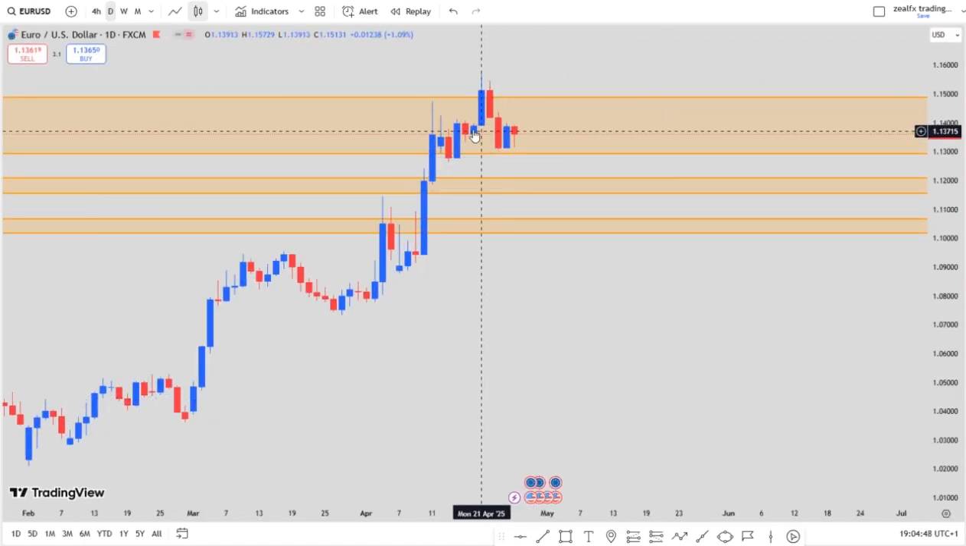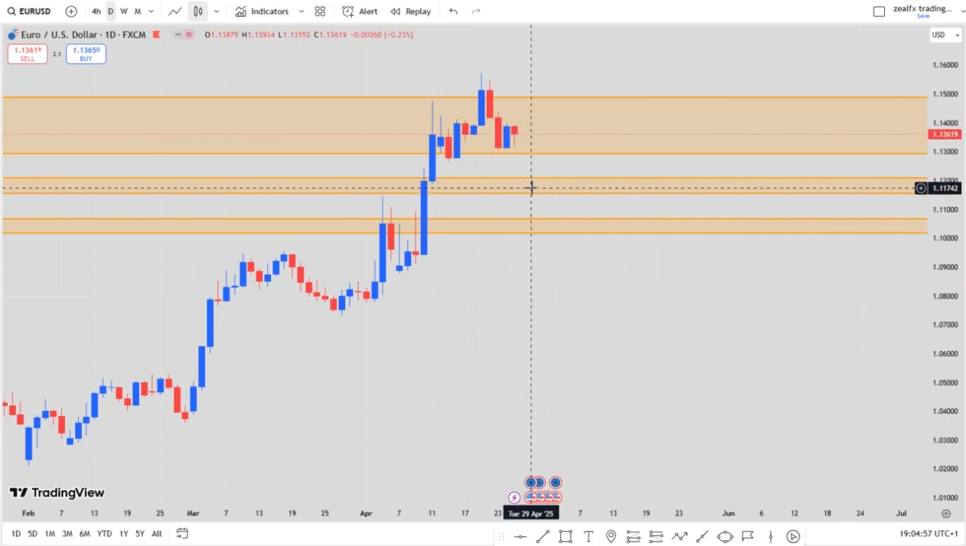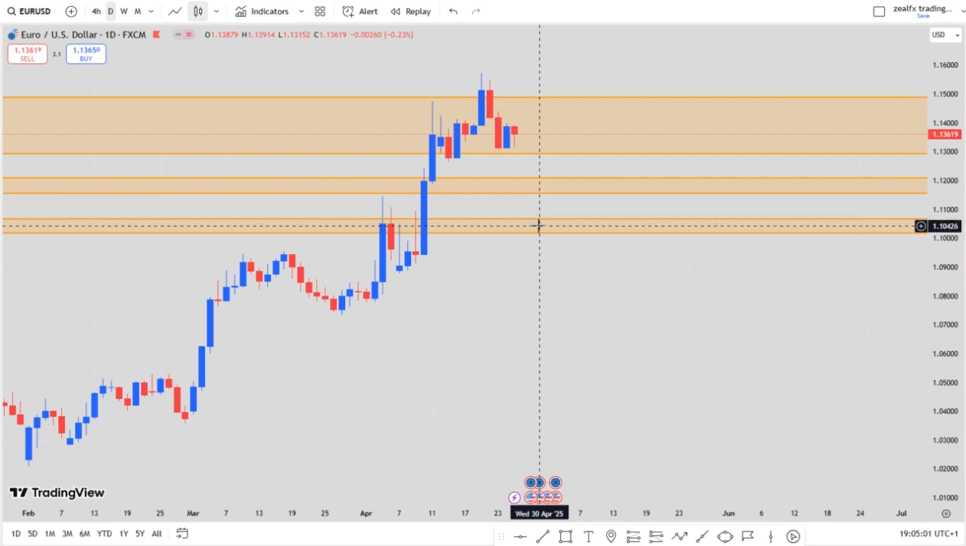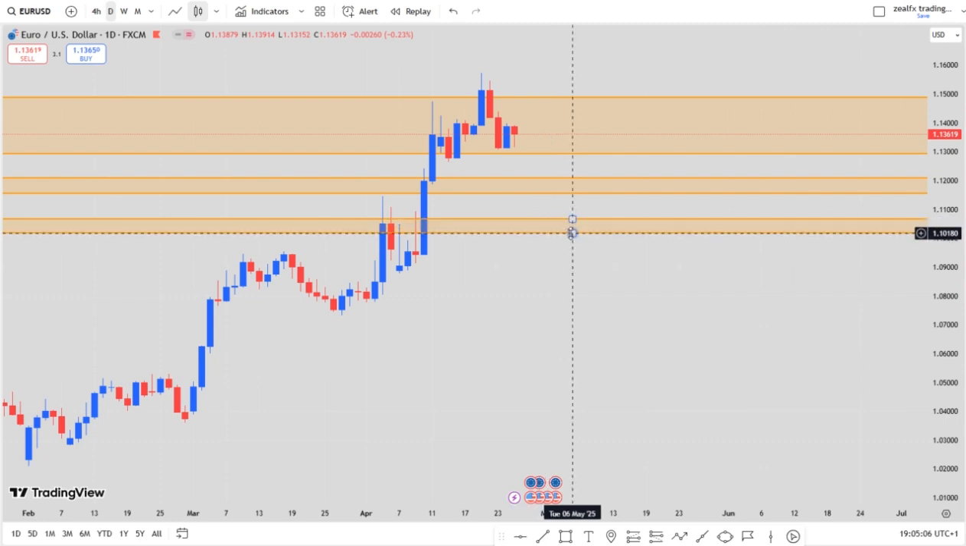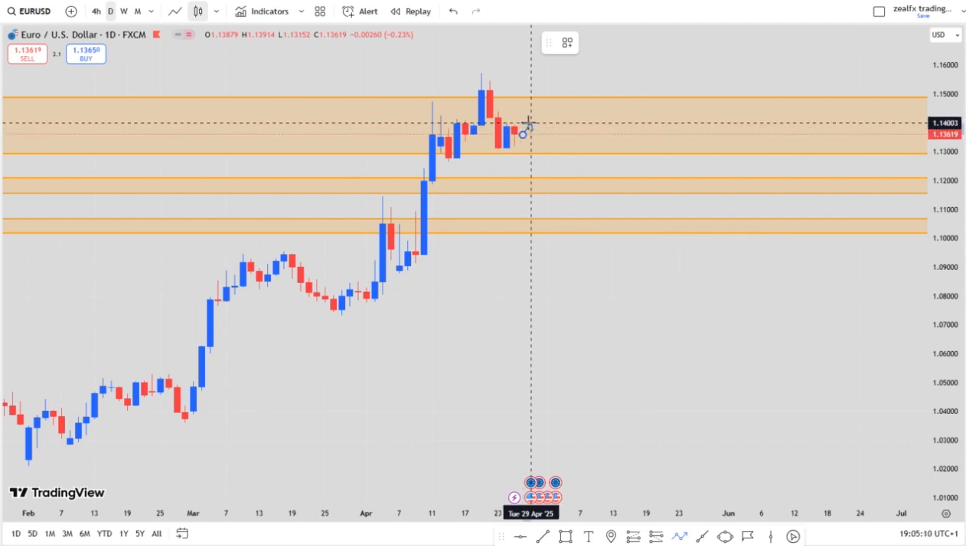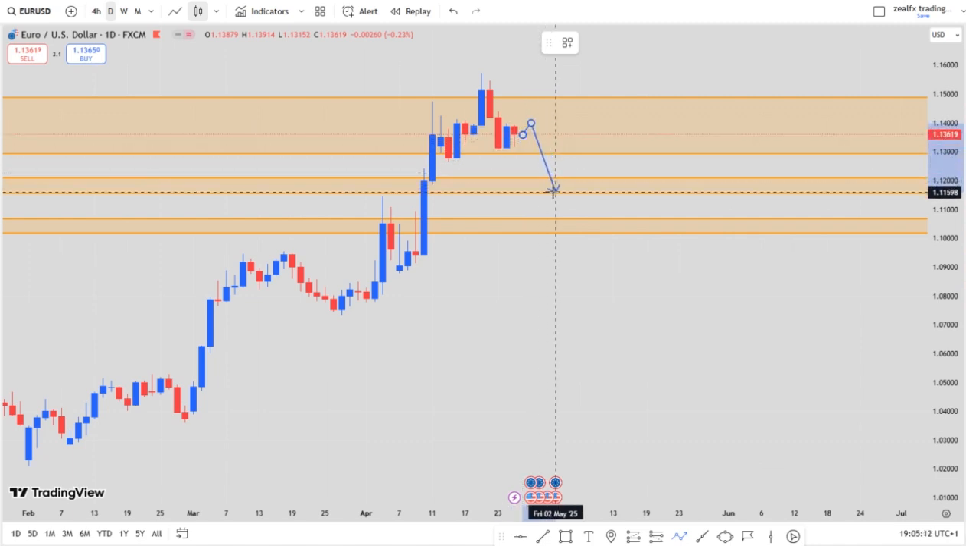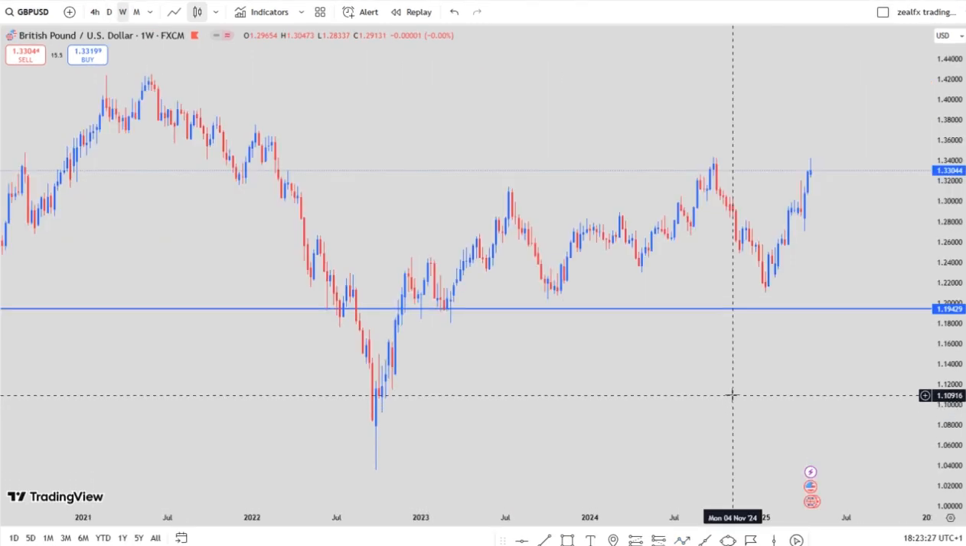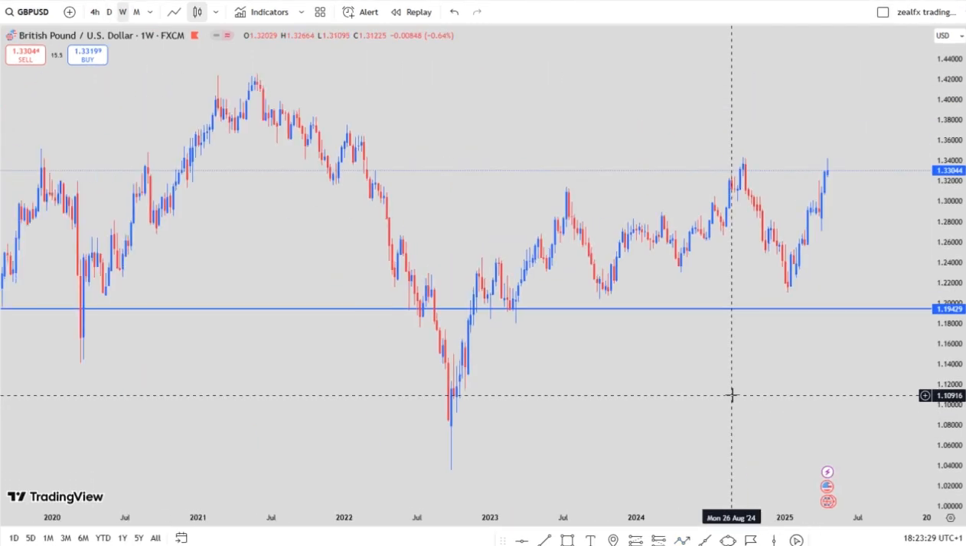On my daily chart, we can see we have price on the resistance level. So long as we have price on this resistance level, we'll be expecting price to move to this next weekly support level this week. So we'll be looking for a selling opportunity on the EURUSD. We expect price might do a retest before we see a further push to this weekly support this week. Let's look at our next pair, which is the GBPUSD.